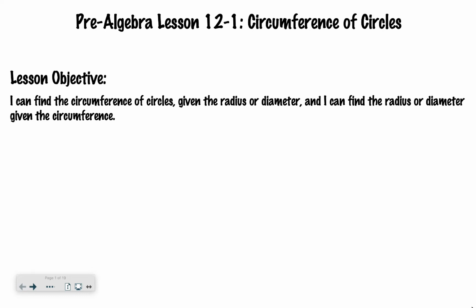Hello class, welcome to Pre-Algebra Lesson 12.1, which is all about circumference of circles. By the end of this lesson, you should be able to find the circumference of circles given the radius or diameter, and you should be able to find the radius or diameter given circumference.